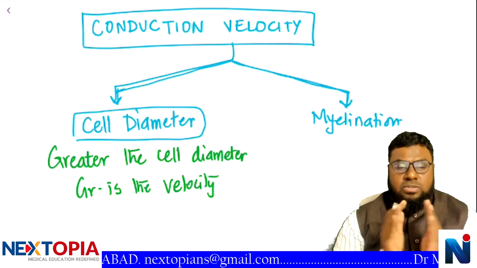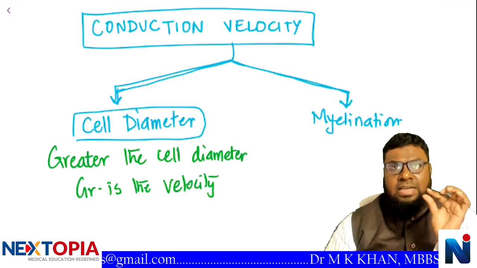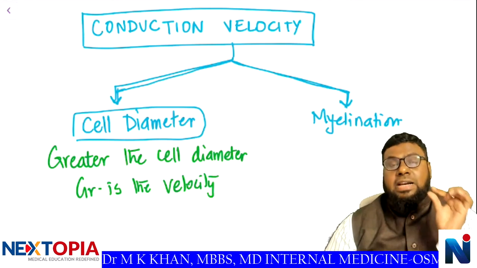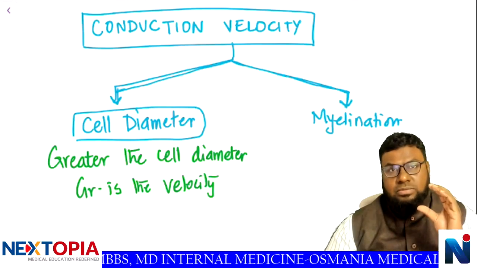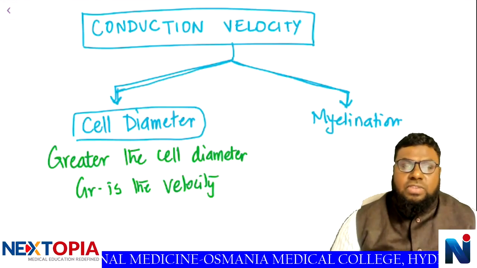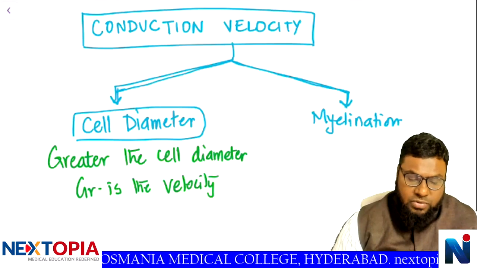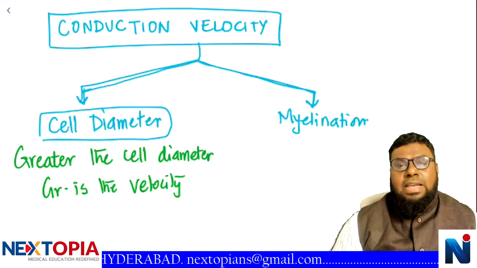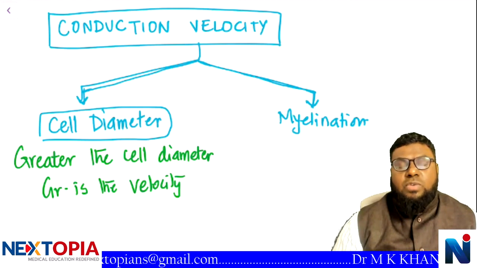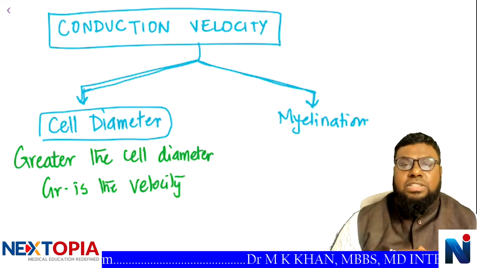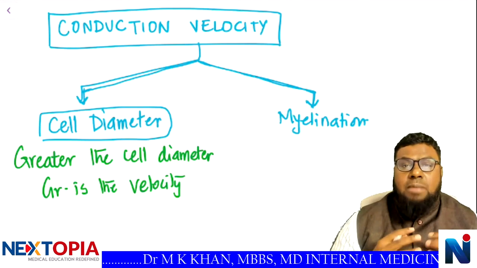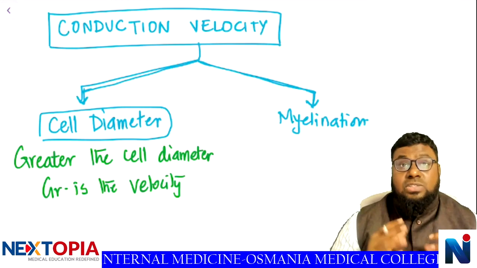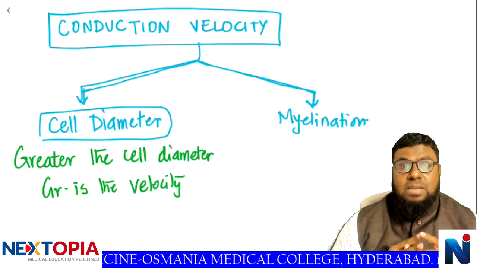So if you see a thin nerve, a thin nerve has got more electrical resistance than a thick nerve. All right. So greater the cell surface area, greater is the conduction velocity. This point, please remember it. Next is myelination. What do you think myelination is responsible for? Why is the nerve covered by a myelin sheath? Please remember that a myelin sheath provides a greater resistance across the cell membrane.